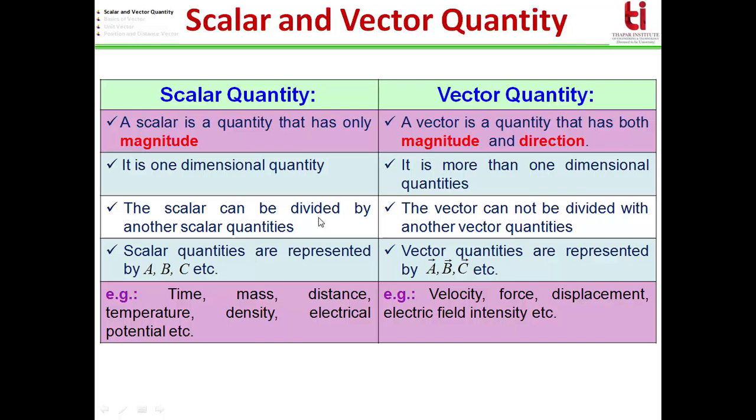Scalar can be divided by another scalar quantity, whereas a vector cannot be divided by another vector quantity. Scalar quantities are represented by A, B, C, whereas vector quantities are represented by A, B, C with an arrowhead. For example, time, mass, distance, temperature, density, electrical potential are scalar quantities, whereas velocity, force, displacement, electric field intensity, etc. are vector quantities.